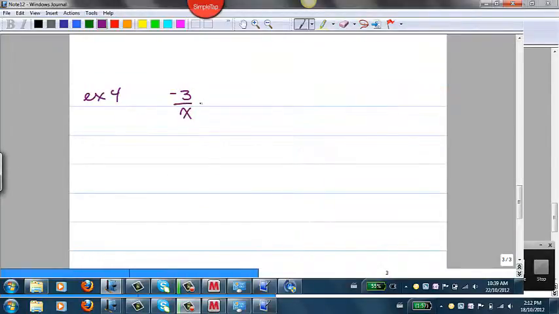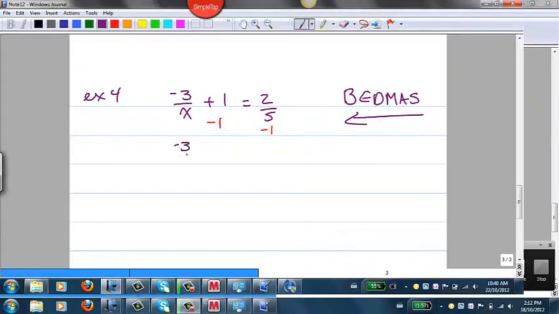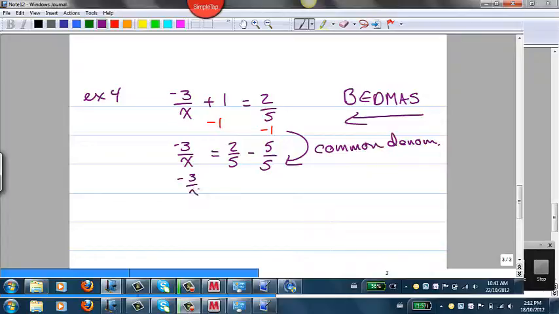Now in this fourth example, you'll see that the variable is in the denominator, but we still do the same kind of things. We want to get rid of whatever's added or subtracted to the term with the x in it. So I'm going to subtract 1 from both sides. Because we're working with a fraction on the right side, we've got 2/5 minus 1. Notice that I rewrite the minus 1 as 5/5, so I have a common denominator right away to work with. That leaves me with negative 3 over x is equal to negative 3 over 5. The 5 stays the same because it's a common denominator. When we add or subtract, the denominator doesn't change.